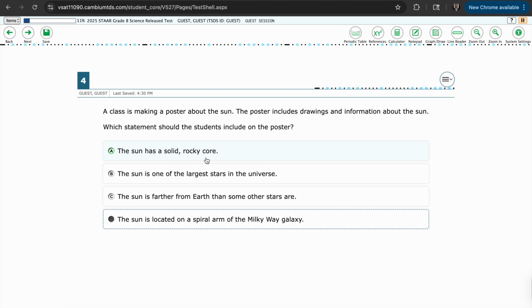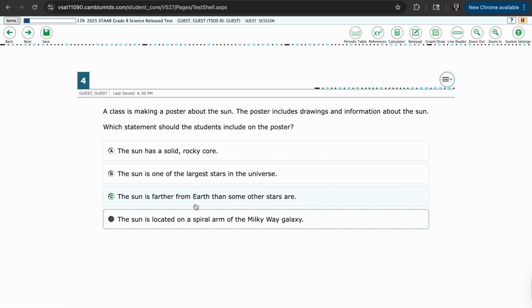So the sun has a solid rocky core. Well, we know that the sun is composed of a big ball of gas that is currently combusting, okay? So it's a big ball of hydrogen and all these other different gases, and it's just being lit on fire. So it doesn't have a solid rocky core, okay? The sun is one of the largest stars in the universe. Well, we don't believe that. The sun is one of the stars in the universe, but it's not the largest. There are many other stars in the universe that are way bigger than our sun.